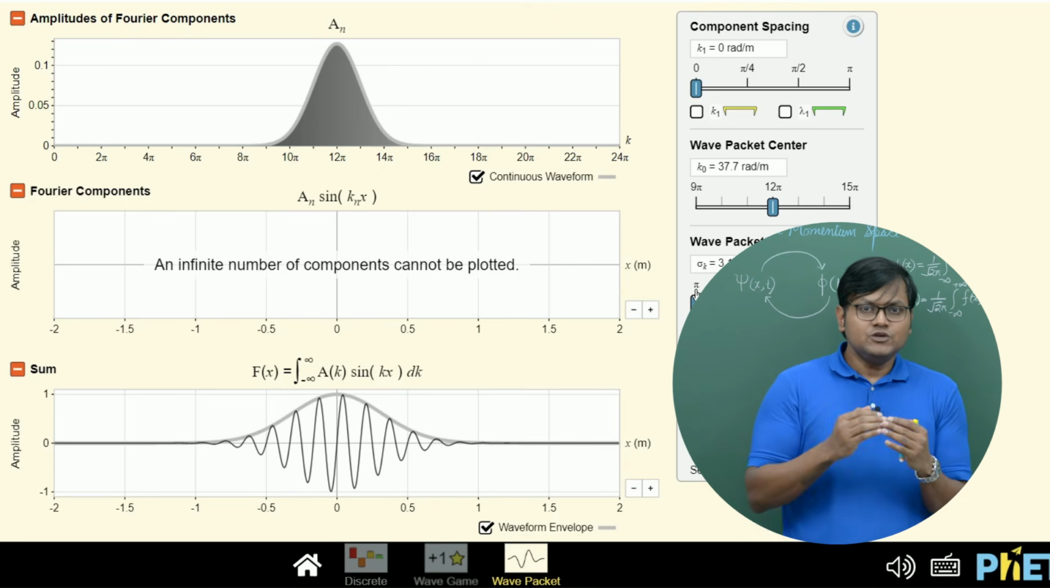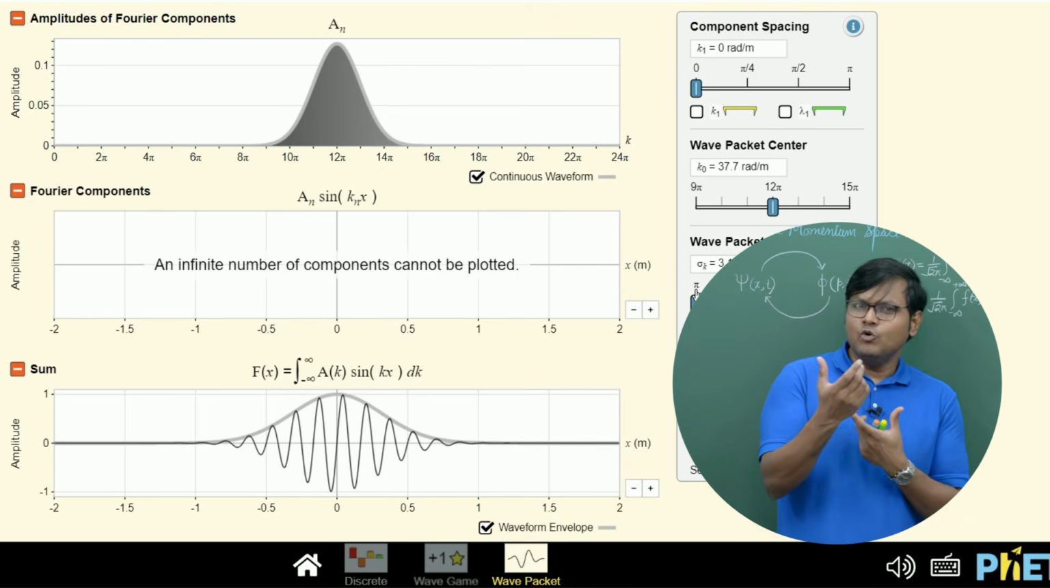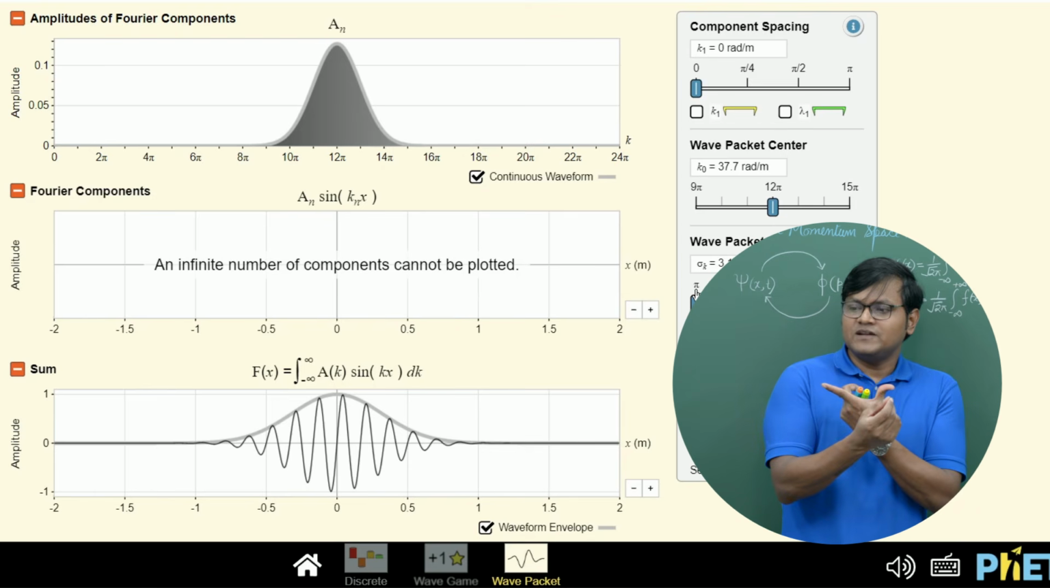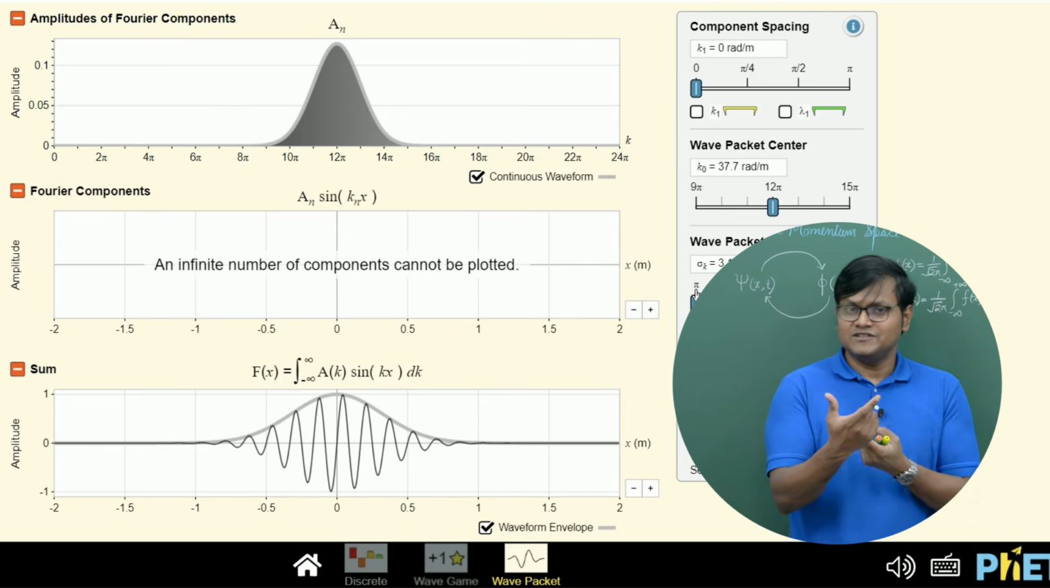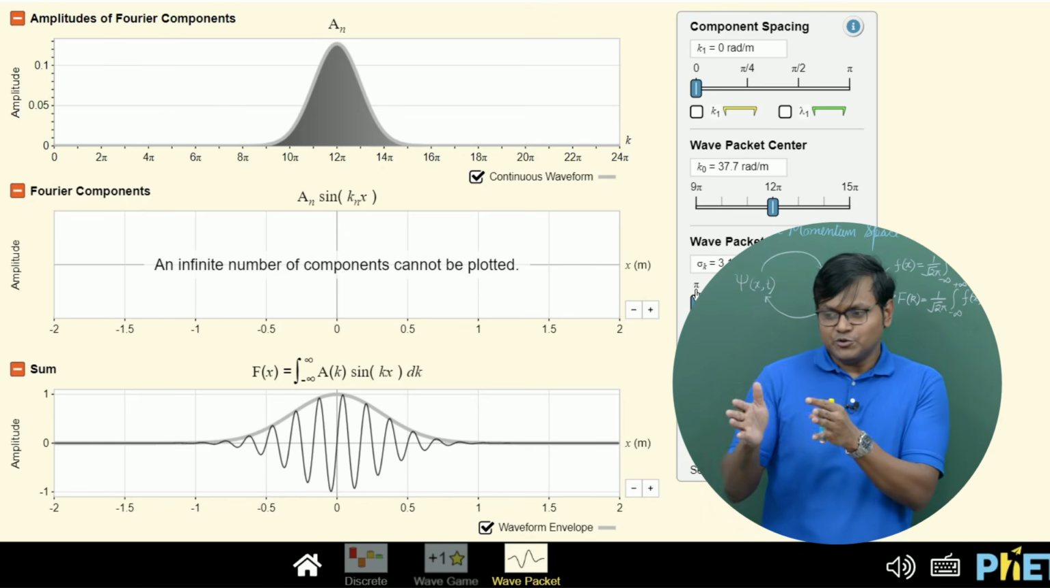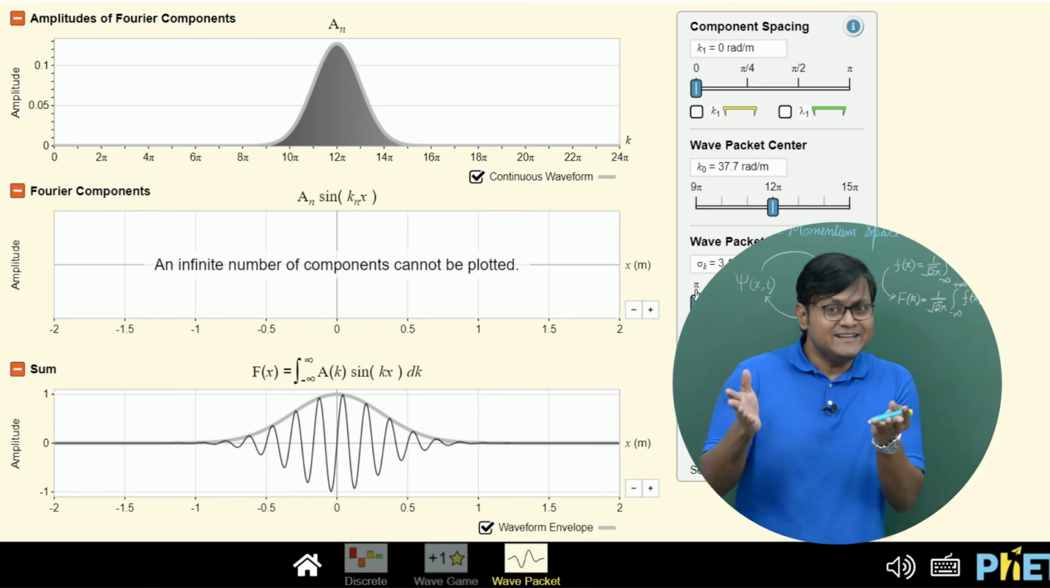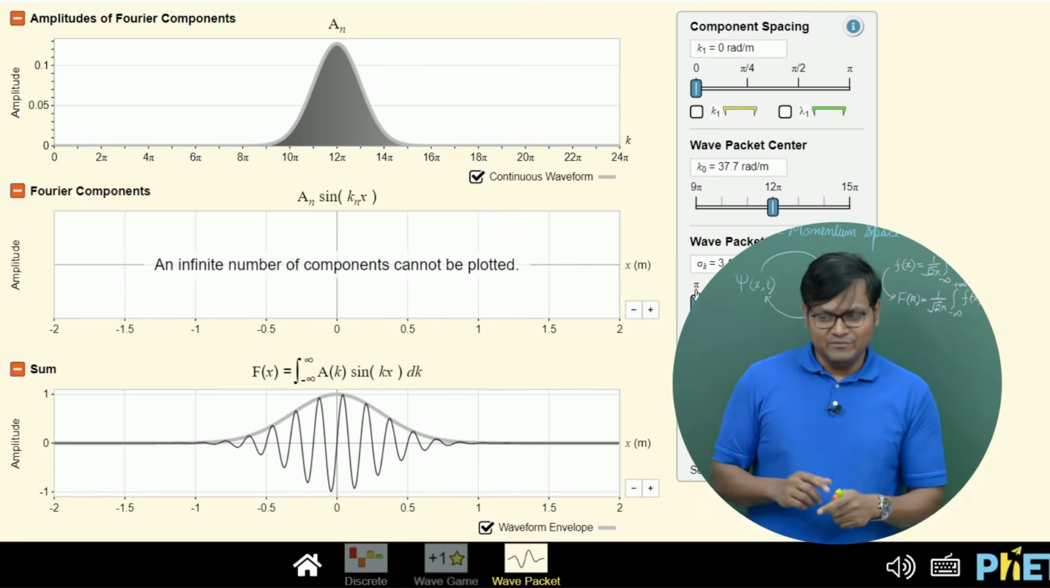So when I try to find the position of a particle more accurately, there is greater amount of uncertainty in its momentum. When I try to find out the momentum of a particle more accurately, there is a greater amount of uncertainty in terms of its position. So I just wanted to show you this because it's a little bit of an interesting interactive simulation.